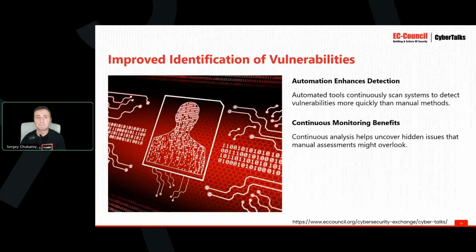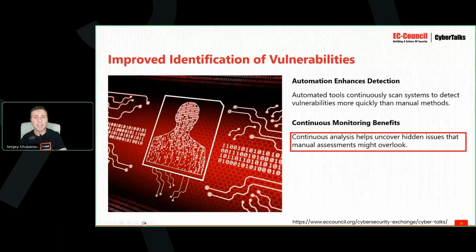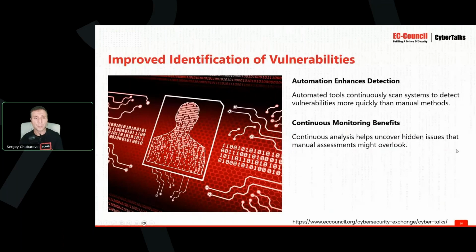So you can do that 24/7. Because of continuous monitoring, it helps to uncover hidden issues that manual assessment might overlook. Not because manual assessment is worse in quality. I would say that AI also makes mistakes, and AI also overlooks things. But AI can just work 24/7, all day long, all week long, compared to a human making a manual assessment.